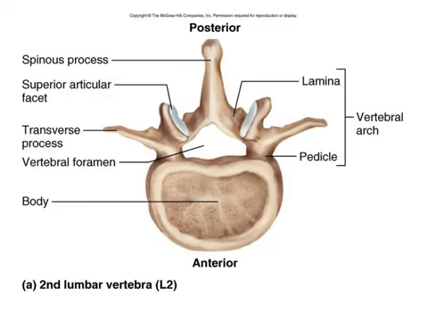This is the vertebra and there are different parts including the body. هذا يسمى بجسم الفقرة. This is the vertebral arch هو القوس الفقري. This is the pedicle and these are the lamina. These are transverse processes البروزات المستعرضة and this is spinous process البروز الشوكي and these are articulating surfaces.